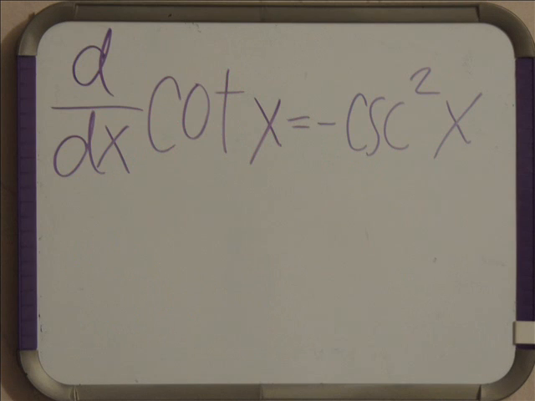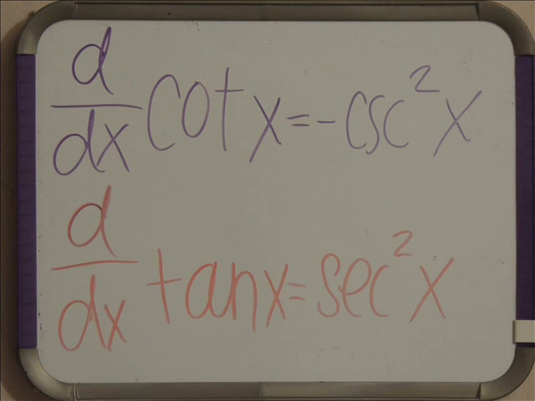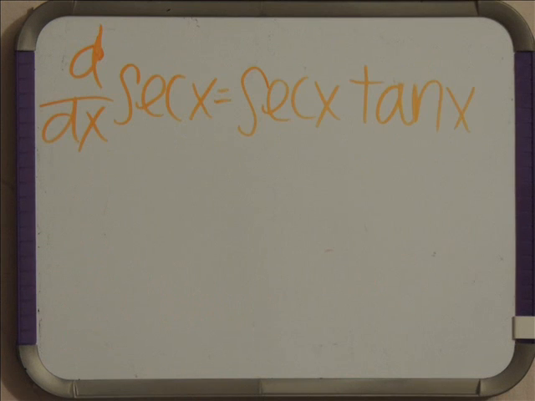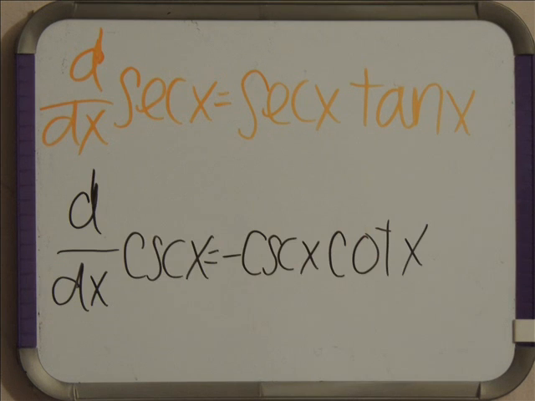The derivative of cotangent of x is minus squared cosecant of x. The derivative of tangent of x is squared secant of x. The derivative of secant of x is secant of x times tangent of x. And the derivative of cosecant of x is minus cosecant of x times cotangent of x.